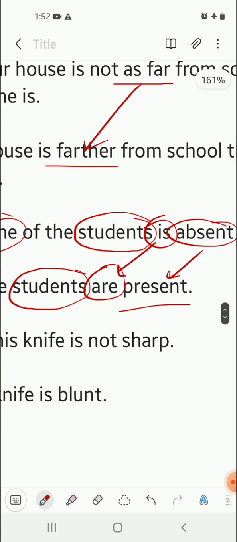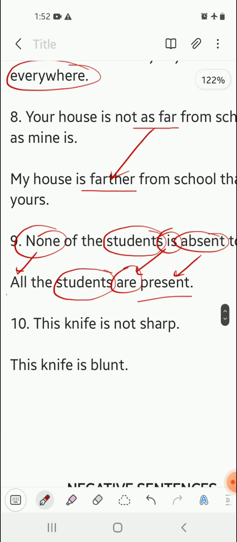The reason is subject verb agreement. "None" over here means that it is a singular subject. But here, when I'm using "all", it becomes a plural subject. That is why this change from "is" to "are" takes place.